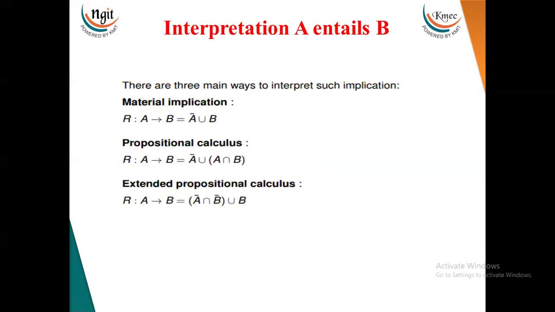Okay, so next one is A entails B. The previous one was A couples B; here it is entails B. In entails B, we write A implies B as A complement union B. This is material implication. In propositional calculus, the same thing I'll write as A complement union of A intersection B. Extended propositional calculus: these are the formulas. A complement intersection B complement union B.